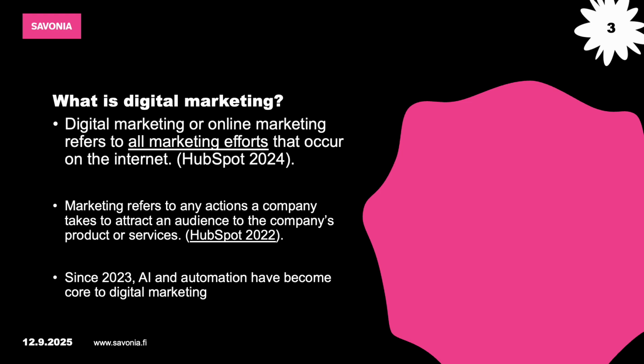Then, when we look at HubSpot's definition of marketing, marketing is said to refer to any actions a company takes to attract an audience to the company's product or service. In other words, marketing encompasses all activities whose goal is to attract clients to a company's product or service. As we can see, the main difference between marketing and digital marketing is that while marketing encompasses all online and offline activities, digital marketing focuses on the activities that occur in the digital space.